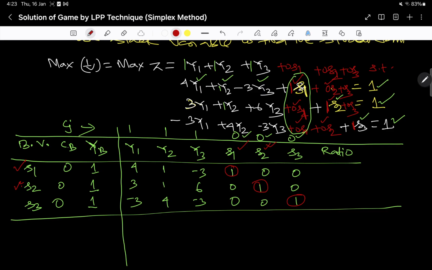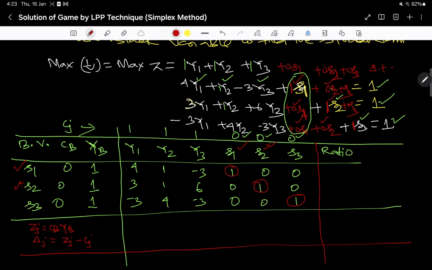Okay, so now we want to improve upon the solution. We will enter one variable and leave one variable, and we decide using the following aspects. Here zj is equal to cb into yb, and delta j, the net evaluation, is zj minus cj. This is the calculation. On this basis we will decide the incoming variable and the outgoing variable.